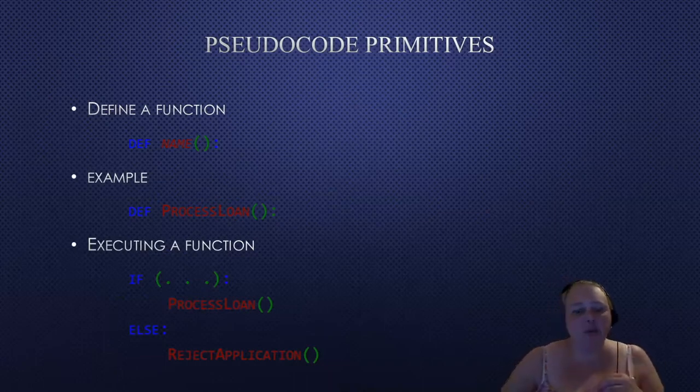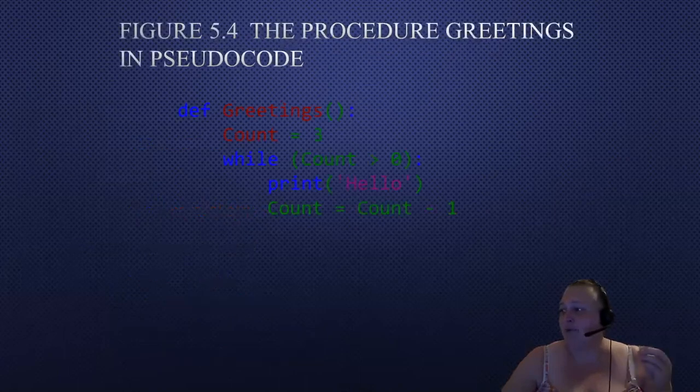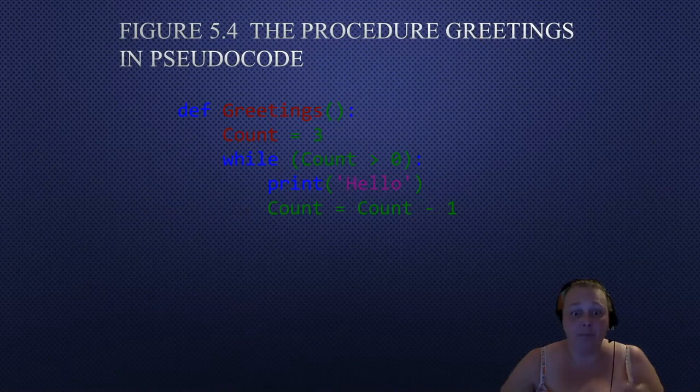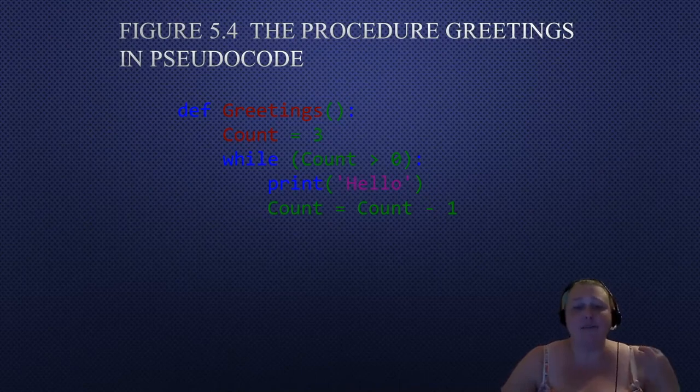So let's take a quick look at what was in the book, figure 5.4, a procedure greeting in pseudocode. So we define our procedure, our function, and it's called greetings here at the top line. Then we're going to do a few things. Now you can see again with this white space, everything it's going to do is lined up. Everything that is contained within this while is lined up. Again, good programming practices. So the first thing it's going to do in this function is set the count to 3. And then while that count is greater than 0, it's going to print hello. It's going to subtract 1, and then it's going to keep going through. So it's going to print out hello, hello, hello.